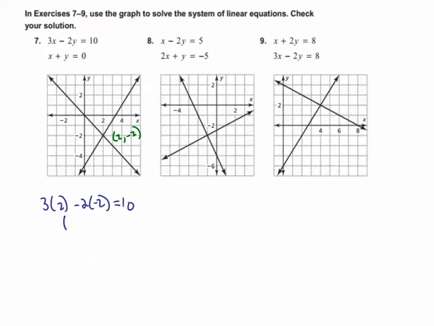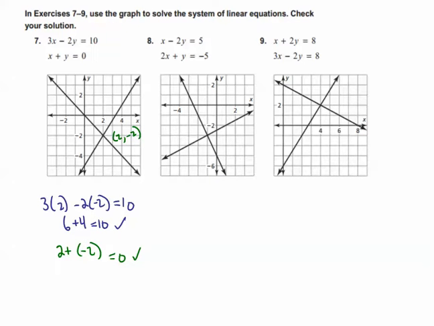indeed get 10. That's 6. Negative 2 times negative 2 is positive 4, and so we do get 10 there. In the second equation, x plus y, that would be 2 plus negative 2. Does that equal 0? And 2 plus negative 2 does equal 0, and so it checks.